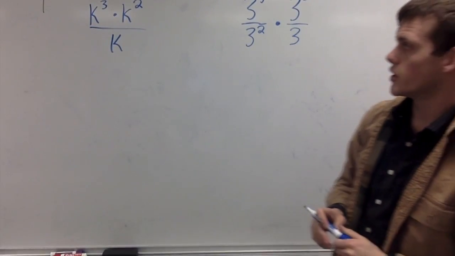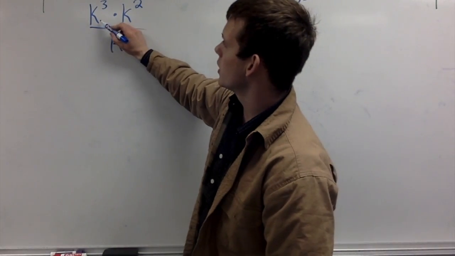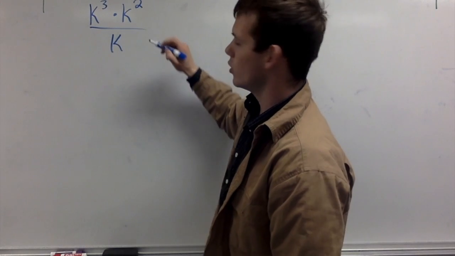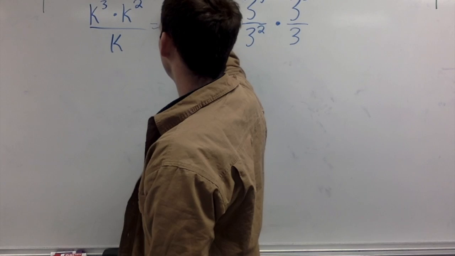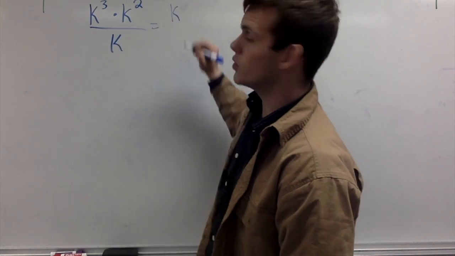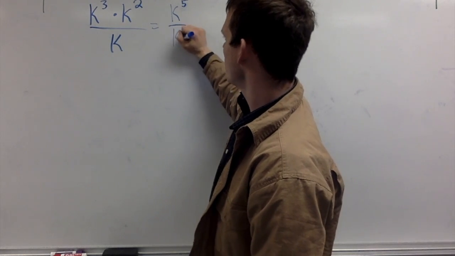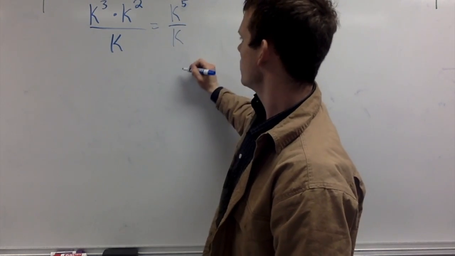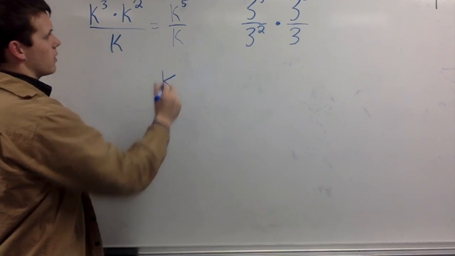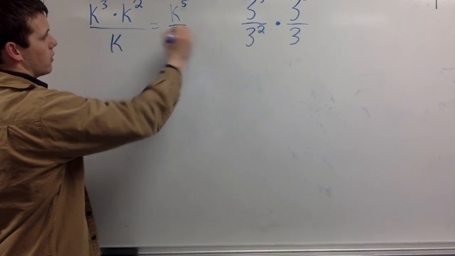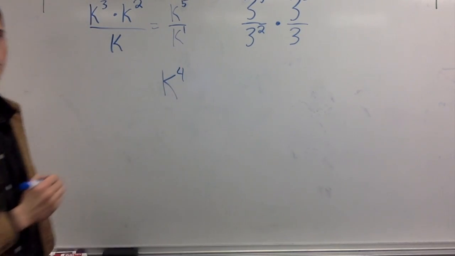Our next couple problems here look very similar to the last one. K to the 3rd times k to the 2nd, all over k. So all that means is we have k to the 3 plus 2, k to the 5th over k, which then is equal to k to the 5 minus that invisible 1, k to the 4th.